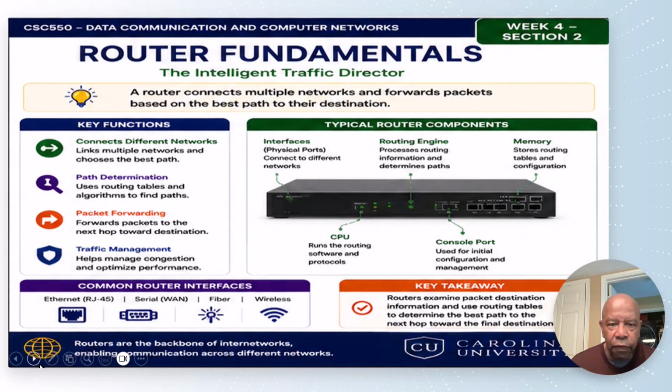Okay, so let's talk about router fundamentals. A router connects multiple networks and forwards packets based on the best path to get to the destination that needs the data. If you look at the key functions, it connects different networks, linking multiple networks, and chooses the best path. There's a path determination process. We also have packet forwarding: forward packets to the next hop.